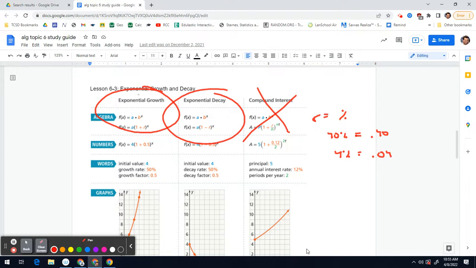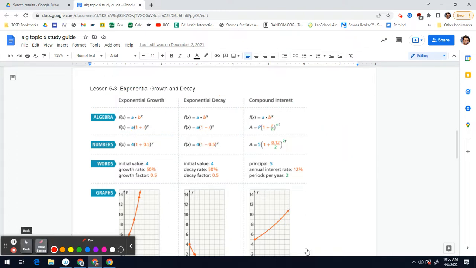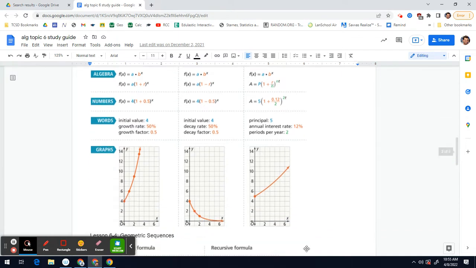But again, here's the growth equation, here's the decay equation. You got to remember, 1 minus r, 1 plus r, growth versus decay. Graphically, if you look down here, notice that the growth, as you go to the right, is increasing. For decay, as you go to the left, you're not growing. You're approaching that asymptote line, so you're actually decreasing in value.